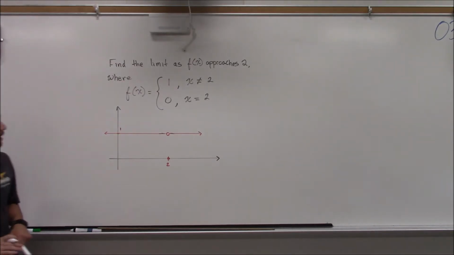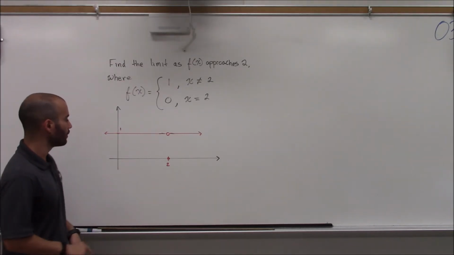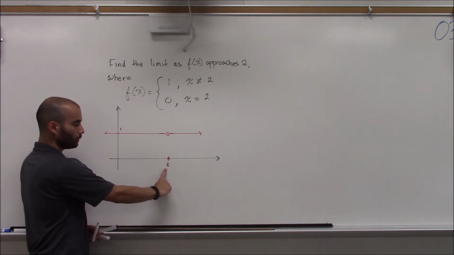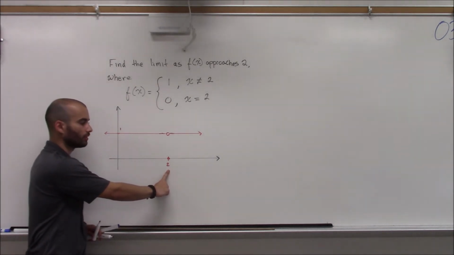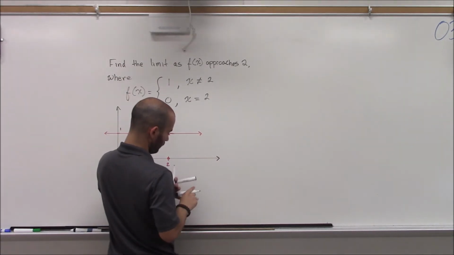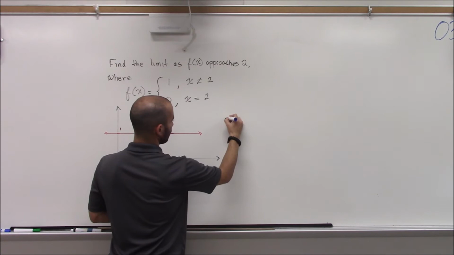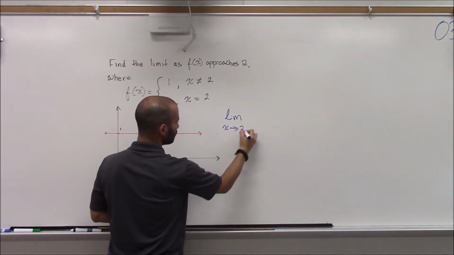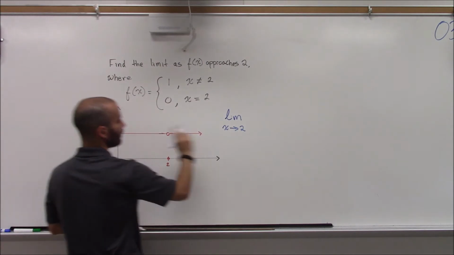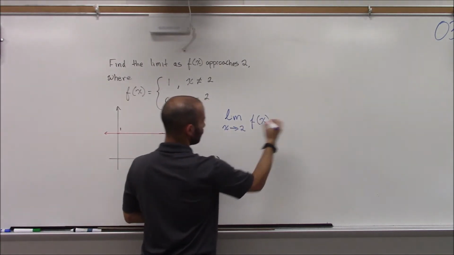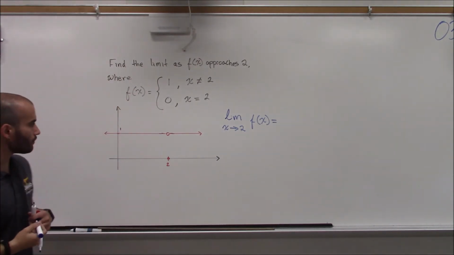Here is a graph of f of x. Notice that the value is going to be 1 unless x is equal to 2. In that case, the value is going to be 0. But we can ask ourselves, what is the limit as x approaches 2 of the function f of x? What is that going to equal to?